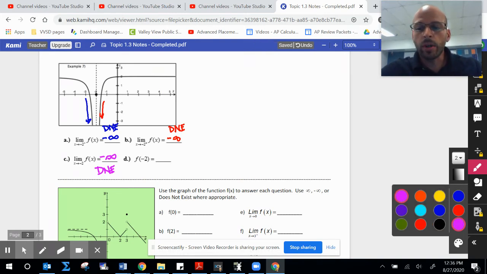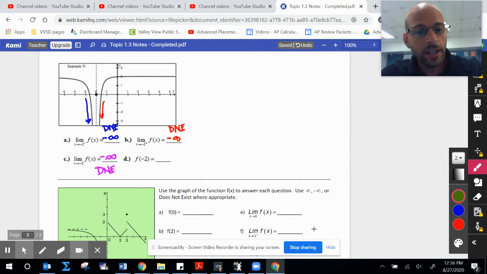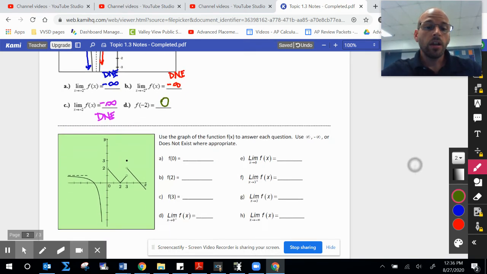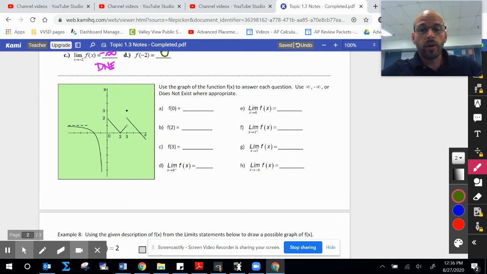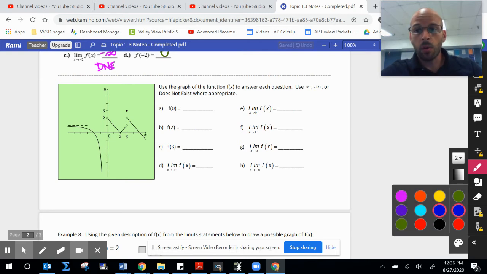And then lastly, what is the output at -2? Be careful, because it is defined here. There is a point on that x-axis. So in that case, it would be 0. All right. Now, I have one graph, a lot of questions for one graph. So if you want to pause, you can pause and try to answer all these questions on your own, and then just check your answers. I'm going to go through them one by one.